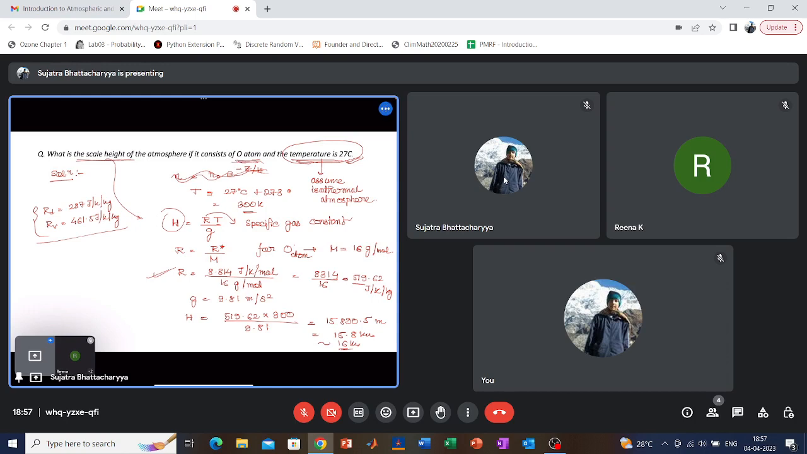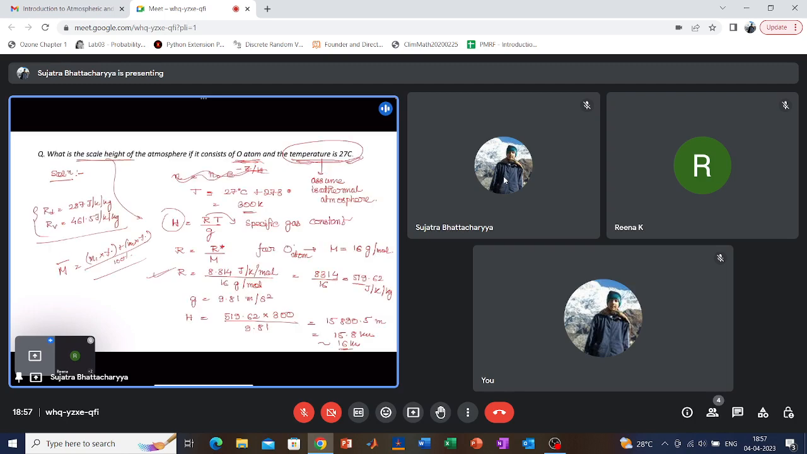If more than one thing is given, suppose hydrogen and oxygen both are given, then you have to calculate the combined mass, that is m bar. So m bar will be m1 into its percentage contribution plus m2 into the percentage contribution of the second, divided by 100%. This is how we have to calculate. We have already done this earlier. Okay, now this concept is done.